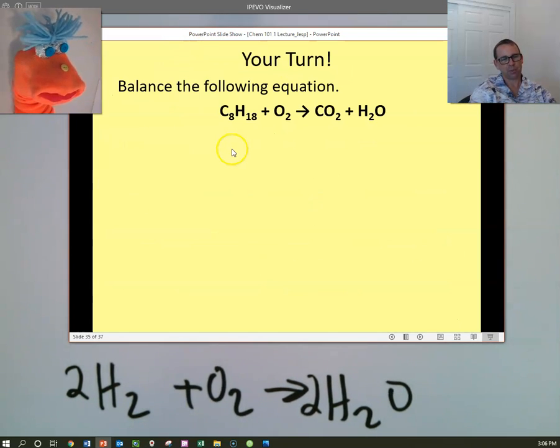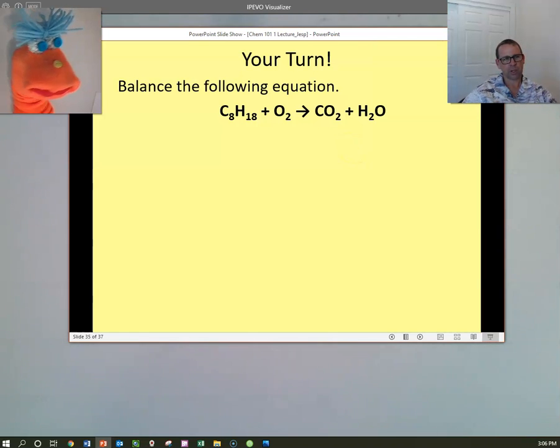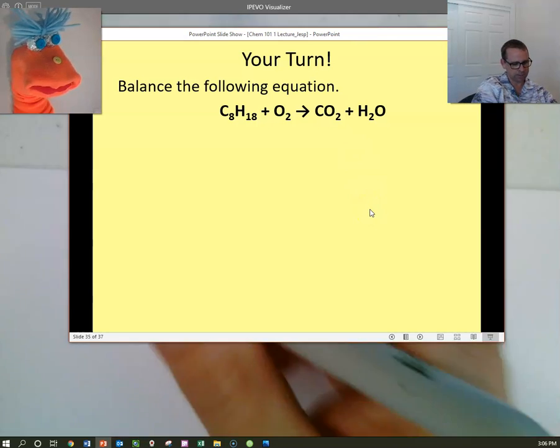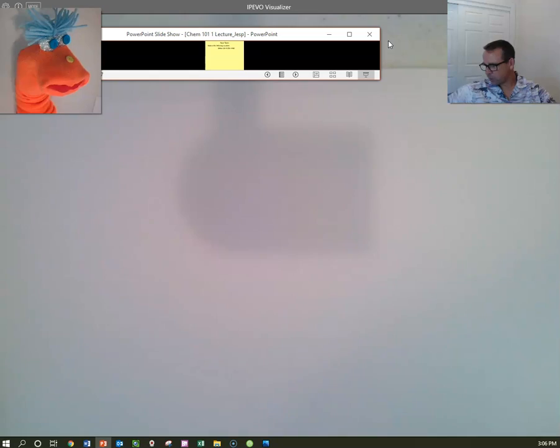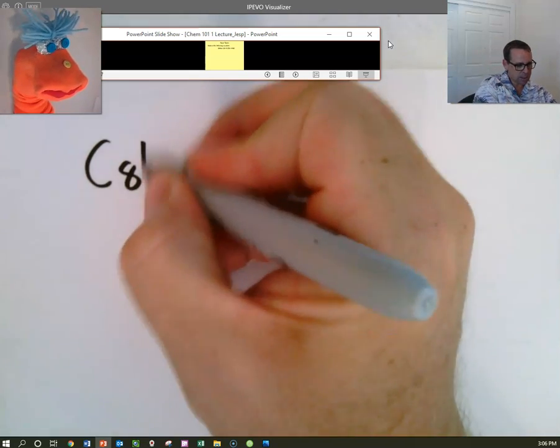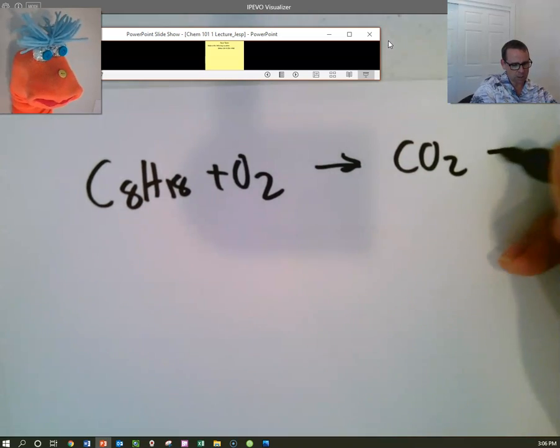All right, very good. So here's an example. Let's see if we can balance this equation: C8H18O2 yielding, coming together to yield carbon dioxide and water. Have you heard of carbon dioxide before? Yeah, I know what carbon dioxide is. Okay, good. A lot of students do know what carbon dioxide is to start off. All right, so when we're going to balance this, I'm just going to write this down here so we can work on this piece of paper. Okay, so we got C8H18 plus O2 yielding carbon dioxide and water.